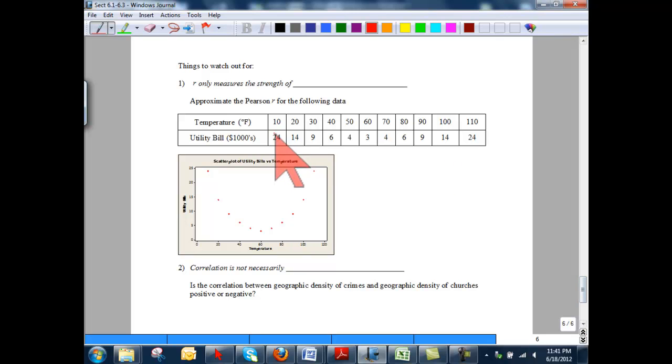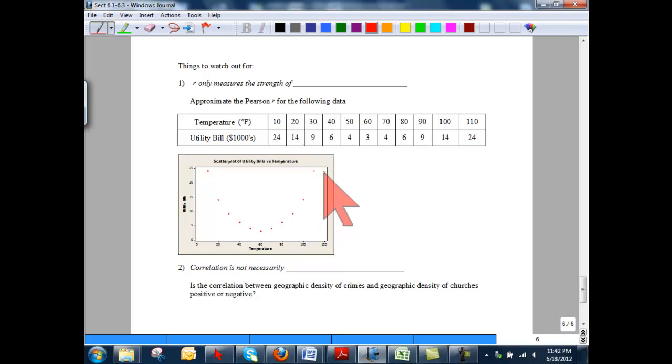Let's look at an example. Here is outdoor temperature in degrees Fahrenheit over a number of months. And here's the utility bill for a particular corporation. This is probably some large building using $24,000 worth of heating and cooling, and then $14,000 in the next month and $9,000 in the next month, and so on. If I make a graph of that, it looks like this. So here's temperature along the x-axis and utilities paid in thousands of dollars along the y-axis. And you see this U-shaped graph.